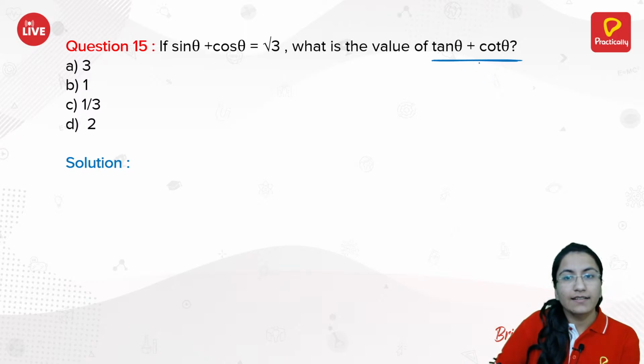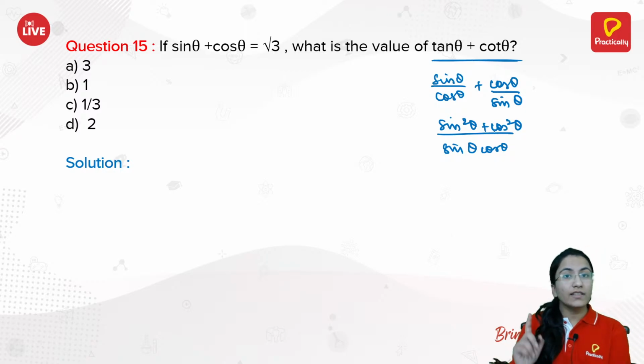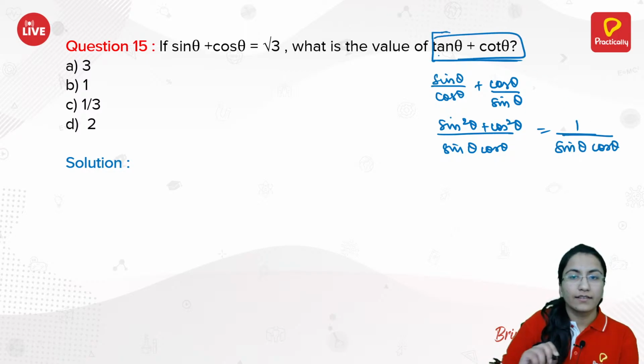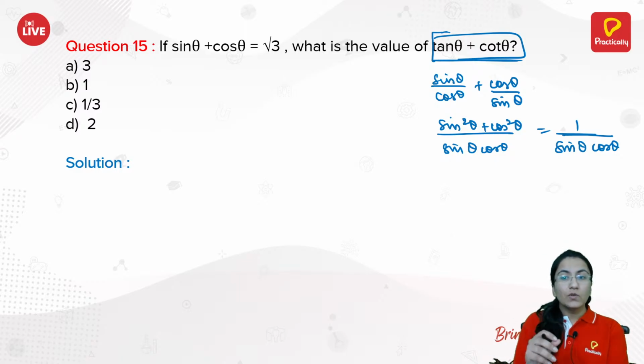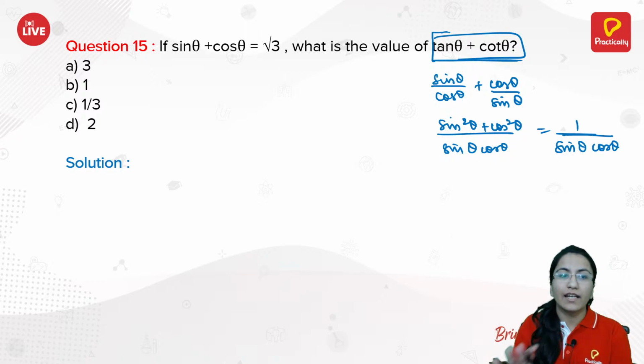We need to find tan theta plus cot theta, right? So we have tan theta plus cot theta as sin theta by cos theta plus cos theta by sin theta. If we take the LCM, we have sin theta into cos theta in the denominator, and in the numerator sin square theta plus cos square theta, which is 1. So over you have sin theta into cos theta. That means to find tan theta plus cot theta, you just need sin theta into cos theta, and then take its reciprocal. That would be your answer.